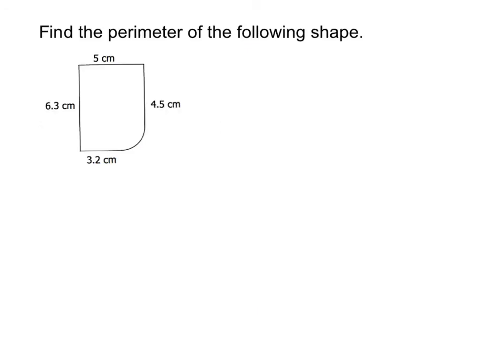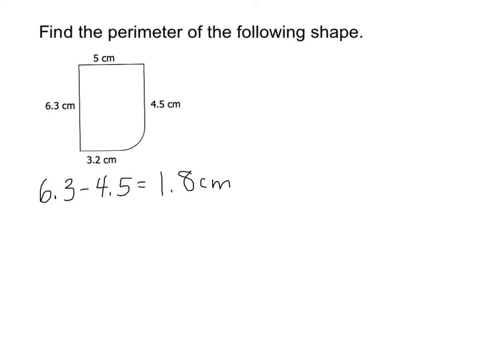With this shape, we do not have a diameter, but we do have part of a circle, which is actually a quarter of a circle on the bottom. We can figure out the radius of this circle by looking at this side over here, which is 6.3, and the straight side over here, which is 4.5. So 6.3 minus 4.5 gives us a radius of 1.8 centimeters.